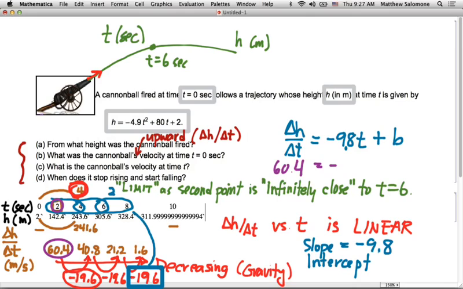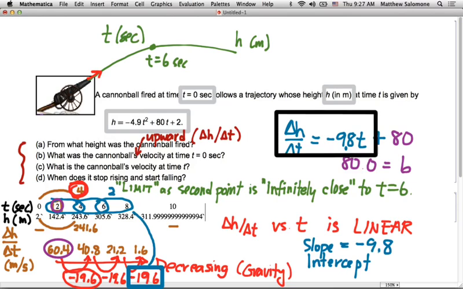60.4 equals negative 9.8 times 2 plus b. Negative 9.8 times 2 is negative 19.6. And then adding 19.6 over to the left side, 60.4 plus 19.6, that's 80.0. So in other words, here is an equation that can tell us the velocity of this cannonball at every instant in time.